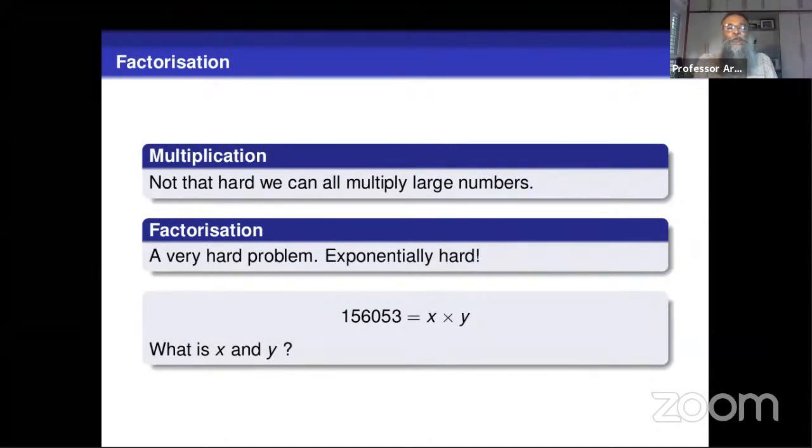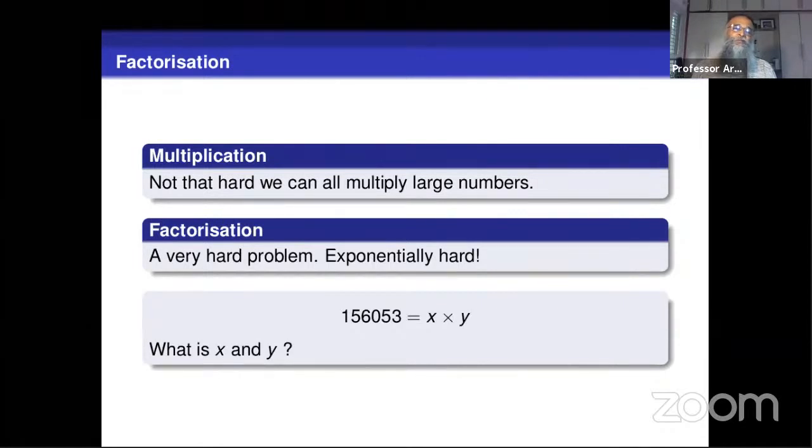So let's look at a problem. See, multiplication we all can do, and it's not very difficult because we do it on paper, computers can do it, and so on. What about the opposite of multiplication, which is factorization? Turns out factorization is exponentially hard. I will not get into technical details, but to give you an example, I have written a number. So what is this number?